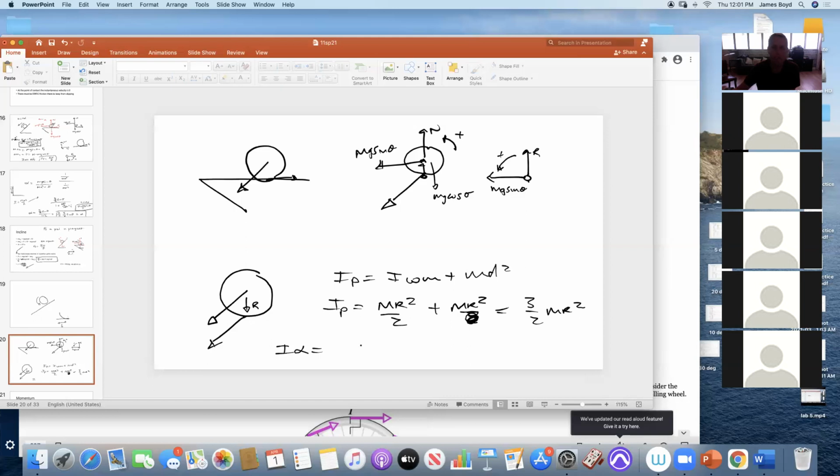So now I have I alpha is mgr sine theta, where I is 3/2 mr squared. So let's turn this into alpha is a over r, mg r sine theta. So a is mg r squared sine theta over I, which is 3/2 mr squared, which becomes 2/3 g sine theta, which was exactly what we got before. Not coincidentally. It had better give us the same answer.